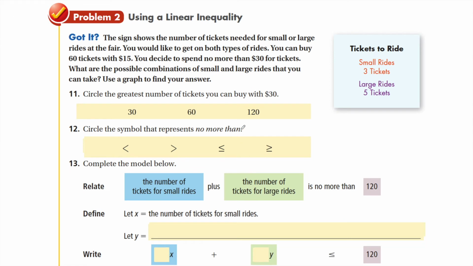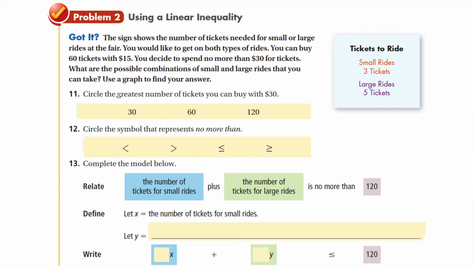Problem number 2, using a linear inequality. The sign shows the number of tickets needed for small or large rides at the fair. You would like to get on both types of rides. You can buy 60 tickets with $15. You decide to spend no more than $30 for tickets. What are the possible combinations of small and large rides you can take? Use a graph to find your answer.